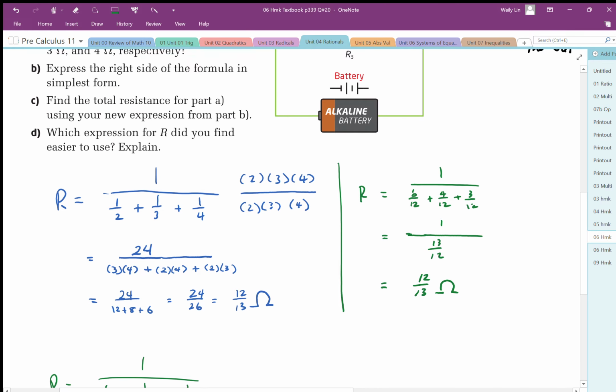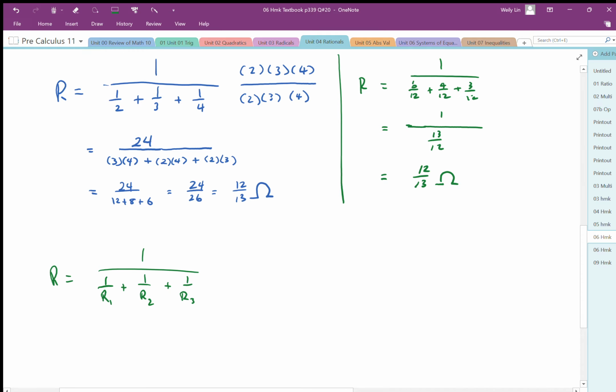He asks to express the right side of the formula in simplest form. So here's the formula, and I'm going to multiply the top by R1 times R2 times R3, and I'm going to do the same on the bottom. I'm going to times by R1 times by R2 times by R3. And in doing so, the numerator becomes R1 times R2 times R3.